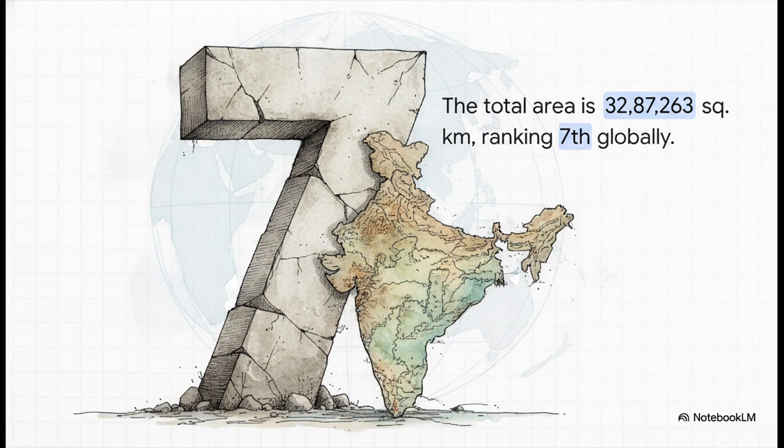To be exact, it's 3,287,263 square kilometers. This officially secures its rank as the seventh largest country in the world by area. So yeah, while it might be just 2.42% of the world, in absolute terms, we are dealing with a truly massive stretch of the Earth's surface.